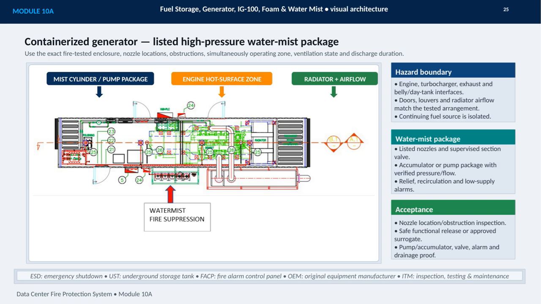On the protection side, use the listed nozzles and a supervised section valve, supported by an accumulator or pump package with verified pressure and flow. Relief, recirculation, and low supply alarms are also part of the package. Acceptance testing then confirms that the installation is faithful and functional. Inspect nozzle locations and obstructions, perform a safe functional release or an approved surrogate test, and prove the pump or accumulator, valve, alarms, and drainage. Together, these checks connect the hot surface zone, radiator airflow, and mist cylinder or pump package into one tested protection system.